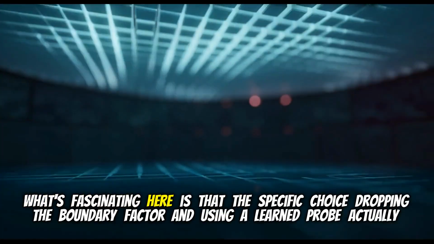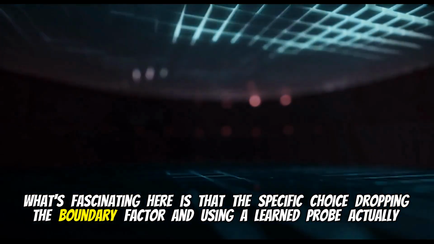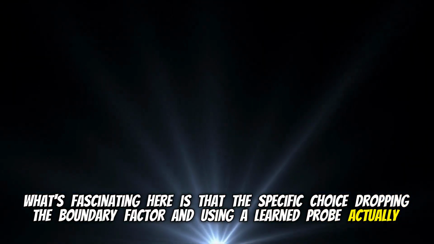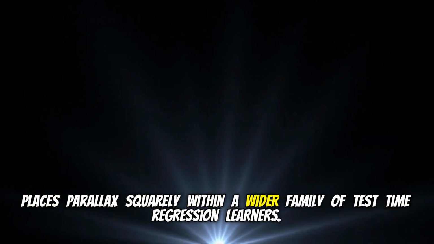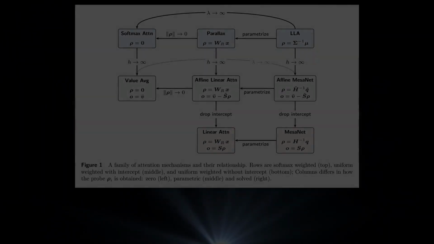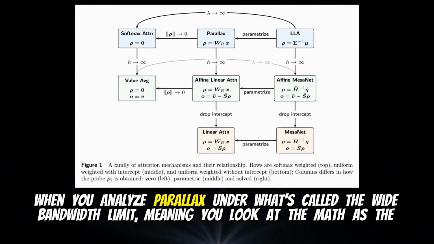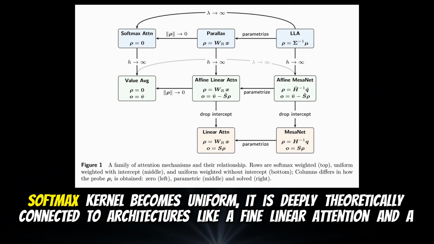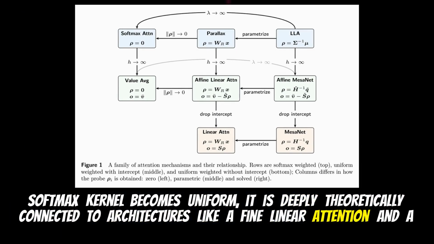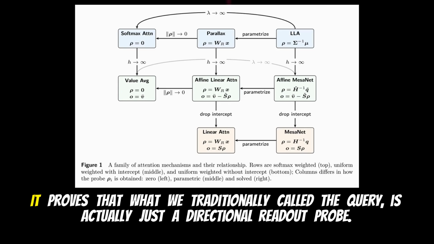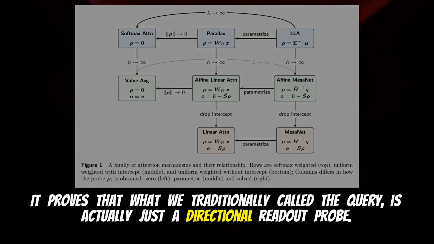What's fascinating here is that this specific choice, dropping the boundary factor and using a learned probe, actually places Parallax squarely within a wider family of test-time regression learners. It isn't a hack at all. Oh, really? Yeah. When you analyze Parallax under what's called the wide bandwidth limit, meaning you look at the math as the softmax kernel becomes uniform, it is deeply theoretically connected to architectures like affine linear attention and affine MesaNet. Okay. It proves that what we traditionally call the query is actually just a directional readout probe.